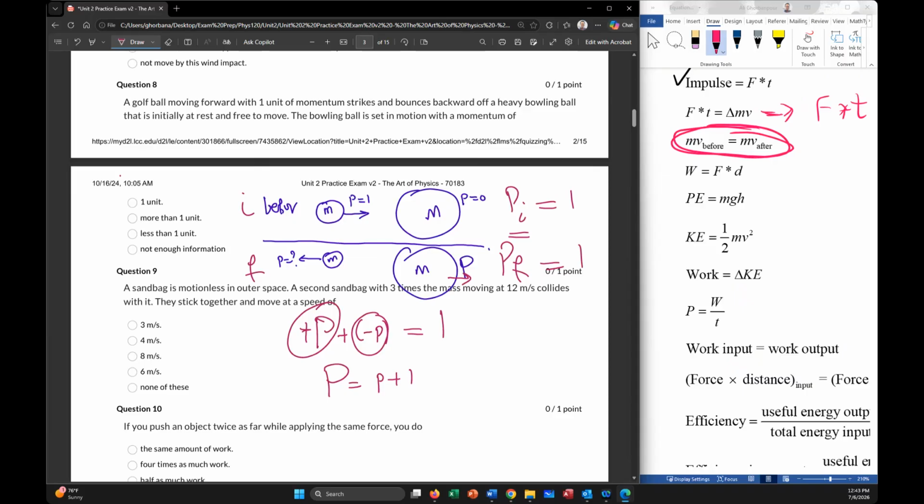The capital P, the momentum of the big rolling ball, is the momentum of the small ball plus 1. It means that it is bigger than 1 unit. Make sense? Because it's P plus 1. So the right answer will be more than 1 unit. Make sense? Any question at home?